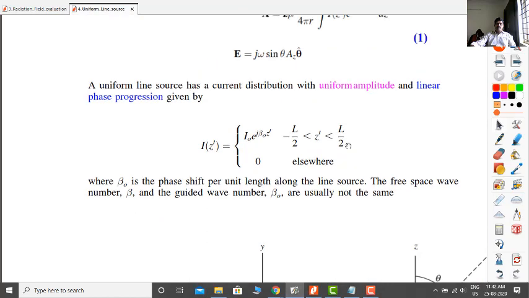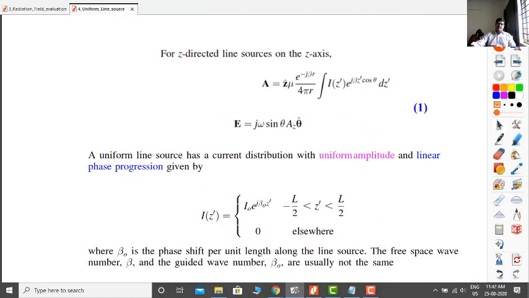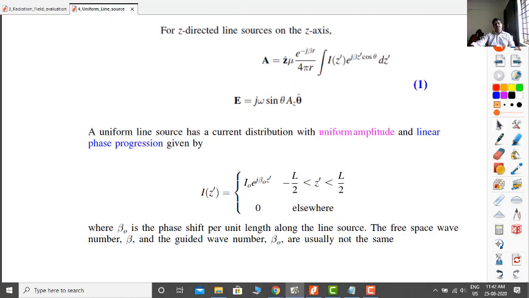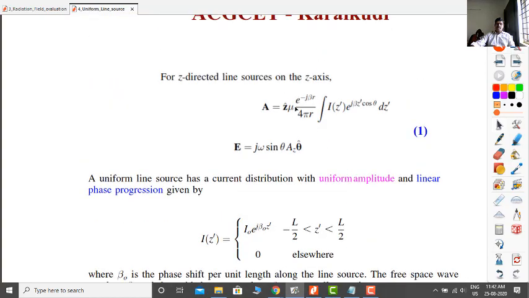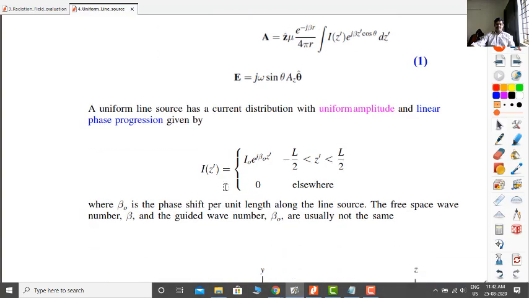Okay, now we have to compute A first, and the formula for A is A equals Z cap, because this is oriented along the Z axis, Z cap mu e raised to minus j beta r by 4 pi r, integral of I of z prime e raised to j beta z prime cos theta dz prime. And E can be computed by using this expression: E equals minus j omega sin theta A, in the theta cap direction.